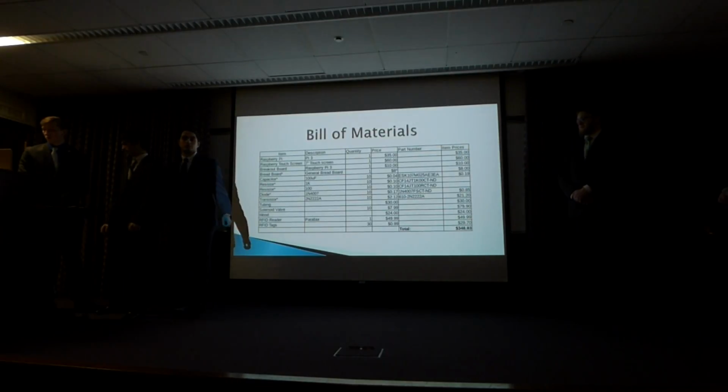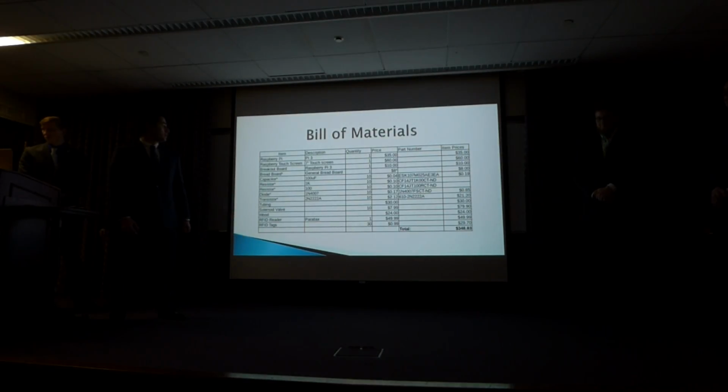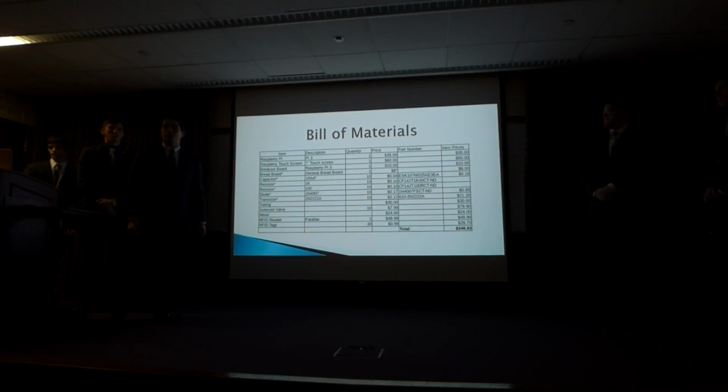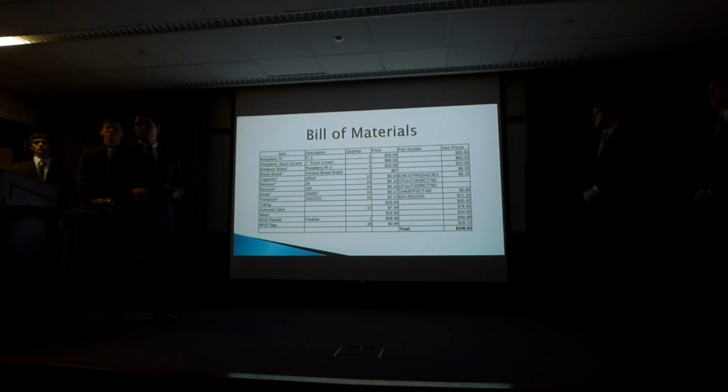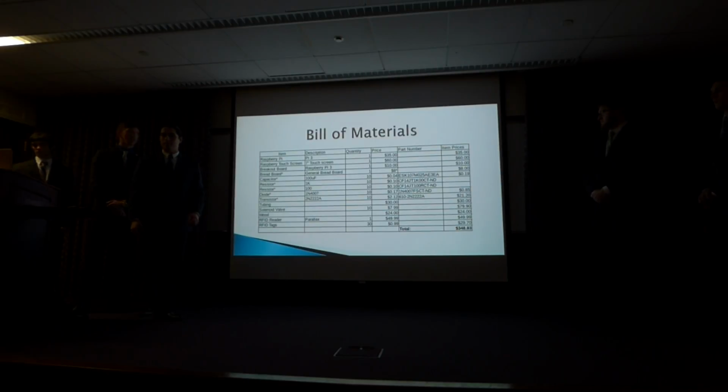So for our bill of materials, we need to do a cost analysis of our project to determine what our budget should be. We need a Raspberry Pi 3 with a Raspberry Pi touchscreen, as well as a breadboard kit with various electrical components with it, as well as tubing, a solenoid valve, wood for encasement of our proof of concept, as well as an RFID reader and RFID tags to come to a grand total of $348.80.